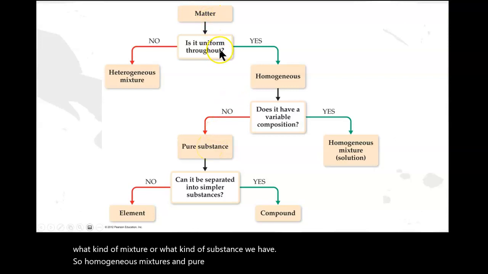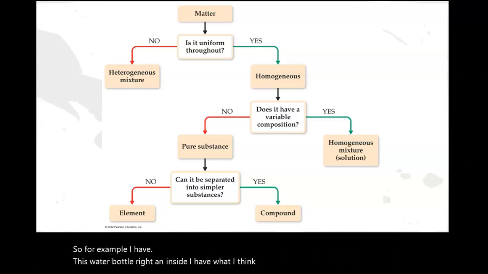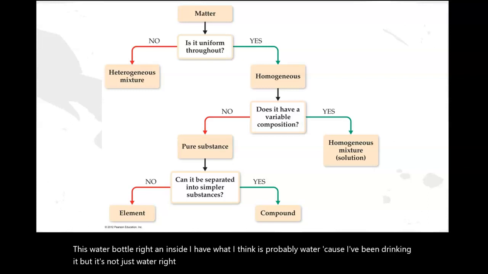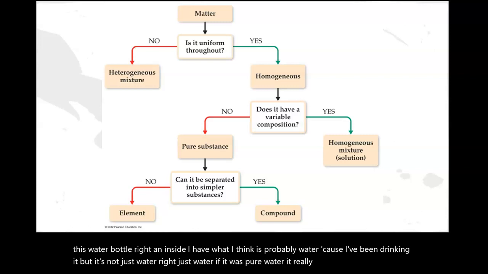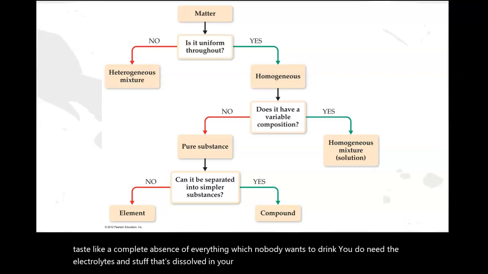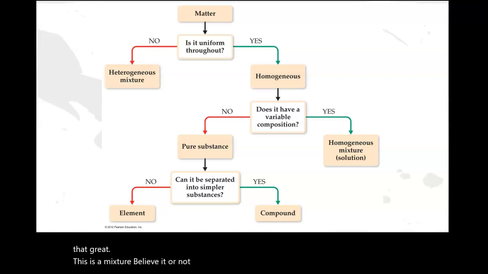So homogeneous mixtures and pure substances both look uniform throughout. So, for example, I have this water bottle, right? And inside I have what I think is probably water, because I've been drinking it. But it's not just water, right? Just water, if it was pure water, it really actually tastes weird. It tastes like a complete absence of everything, which nobody wants to drink. You actually do need the electrolytes and stuff that's dissolved in your water. So pure water is not that great. So this is a mixture, believe it or not. Most water is a mixture. It's very hard to get pure water.